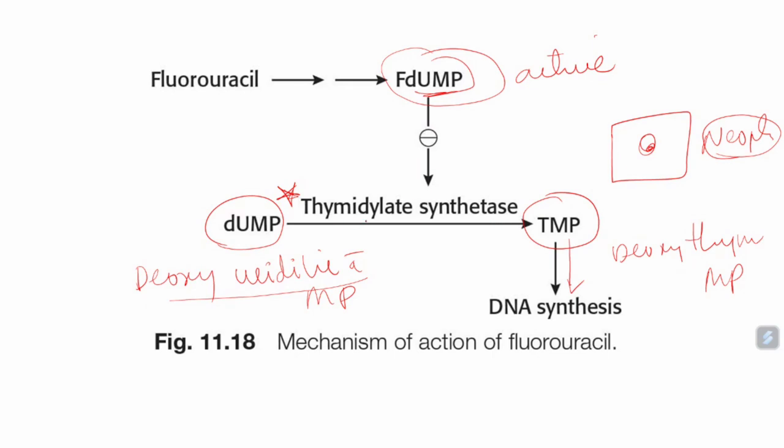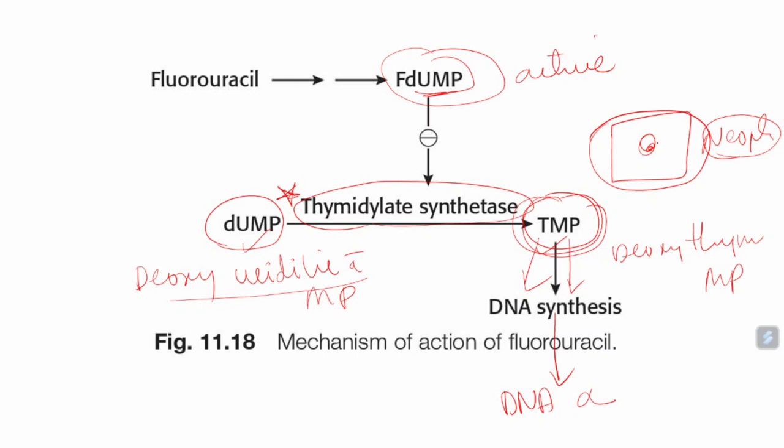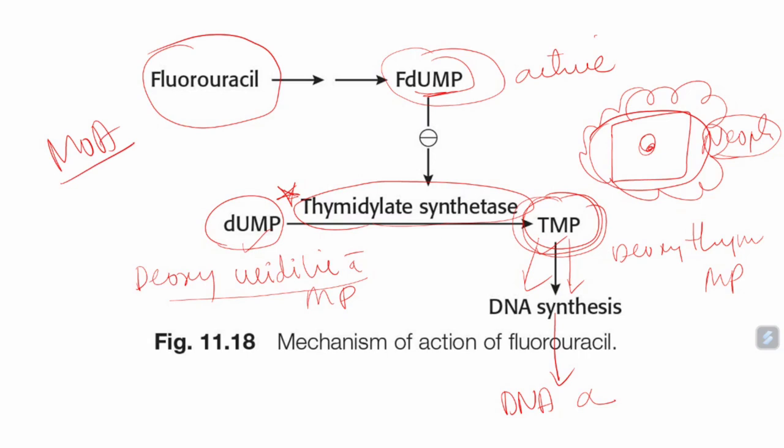So, when this enzyme is inhibited, there is no conversion of dUMP to TMP. Actually, this TMP is important in DNA synthesis. So, in the absence of TMP, DNA synthesis decreases, and with that, there is no DNA replication. And further, the neoplastic cell, which is proliferating rapidly, will stop its proliferation, and the neoplastic cell will die. With that, fluorouracil has cytotoxic anti-metabolite activity. This is the simple mechanism of action of 5-fluorouracil.